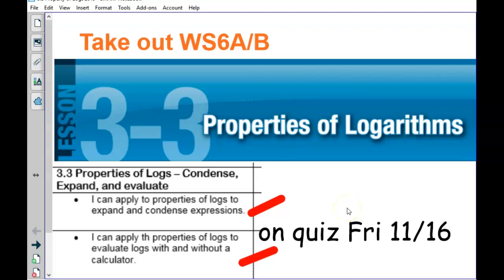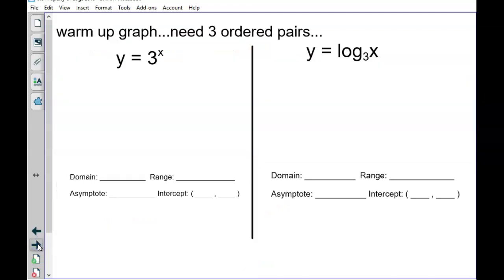Properties of logs. This is review for everybody. You did this in Algebra 2. It is expanding and condensing logarithms, and part of that on your no calculator quiz will be using those properties to be able to find values. The warm-up I have, you don't have real quick, but I just wanted to go over this one more time.